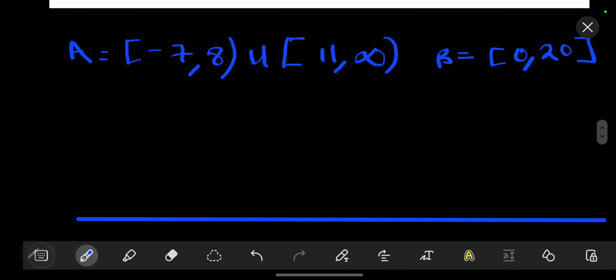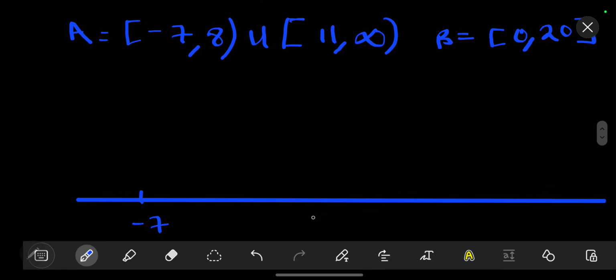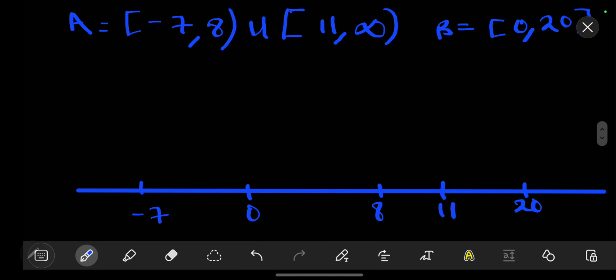Then we are going to look at our smallest value. Our smallest value is -7. So we are just going to use one number line. So we have -7 like that. Our second smallest value is 0. Then we move to 8, we move to 11, then we move to 20. Then that side it will be an infinite value.